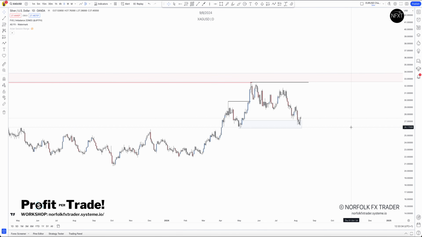Just remember, a supply will always remove a demand, and a demand will always remove a supply zone. And when you're seeing those sweeps happening at a swing high or low, it's going to be sweeping into a previous demand or supply as well.